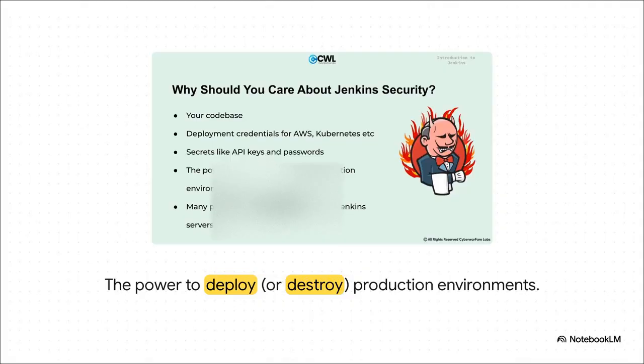And here is exactly what's at stake. Think about it. When systems like Jenkins are exposed with poor authentication, attackers don't just see what you're working on. They literally get the keys to the kingdom. They gain the power to instantly destroy production environments, leak deployment credentials, or completely steal your entire code base.